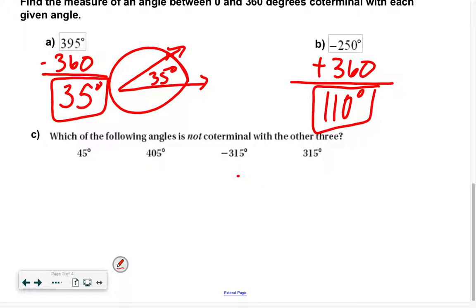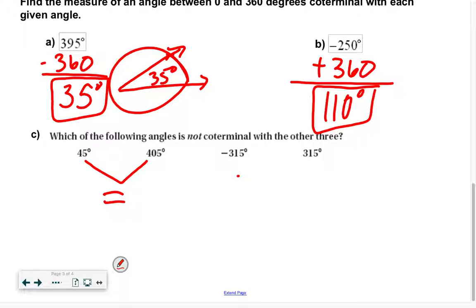Okay, last one. I want to know which angles are not coterminal with the other three. Well, let's start with 45. Are 45 and 405 coterminal? Meaning, do they have the same picture? How can I figure out? Subtract 360 from, or add 360 from 45. Are they the same? Yes, no, maybe so. Yeah.